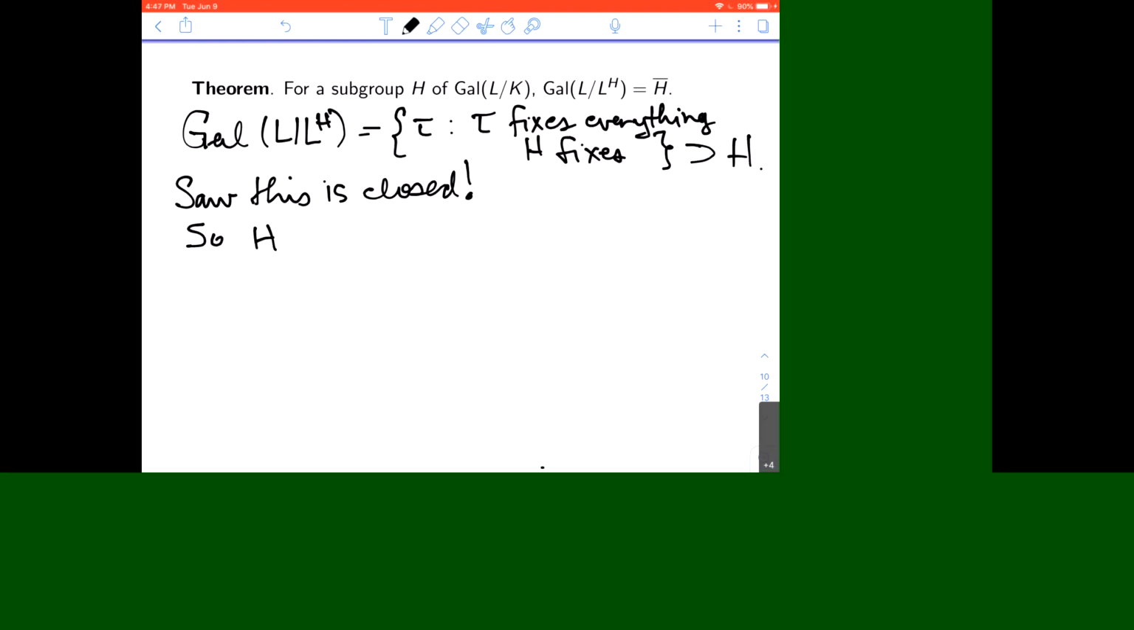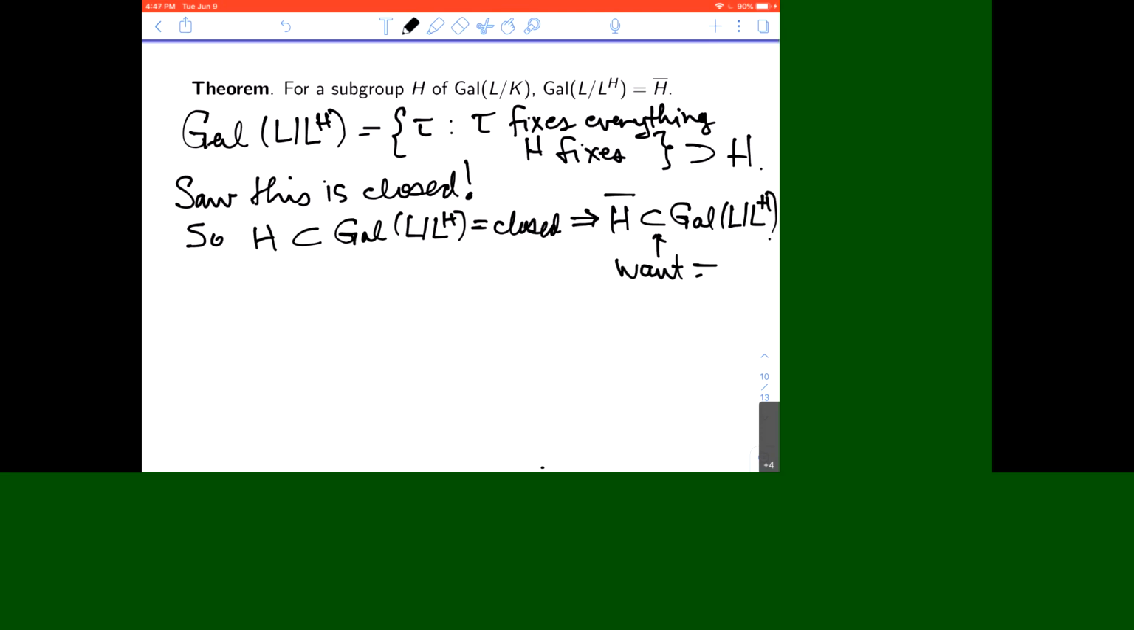so what do I want to show here? This is closed. If I take the closure, I'm still going to be inside of there. That's just from basic topology. And so I would like equality here. So to show that those are equal, I'm going to pick an element sigma that's in the big Galois group that's not in H bar.